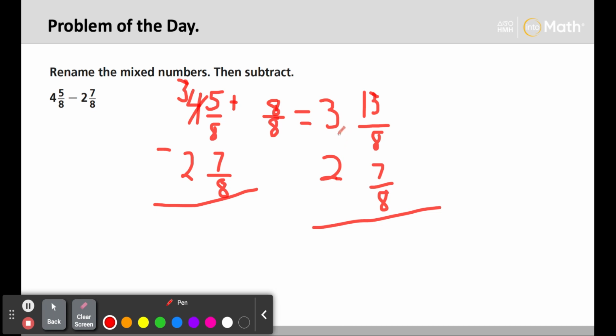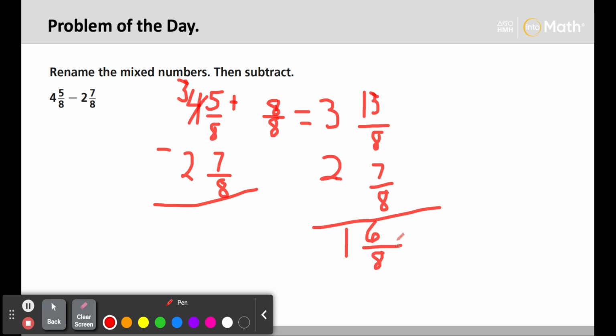Now I'm ready to subtract. 3 wholes minus 2 wholes. That's one whole left. 13 minus 7 is 6. And never change your denominator, it stays 8. The difference is one whole and 6/8.